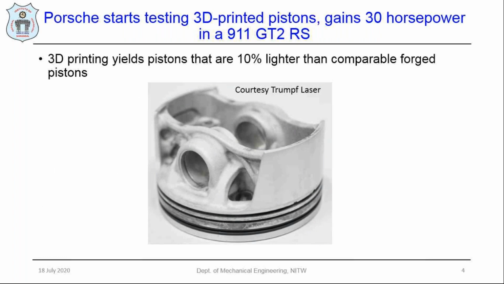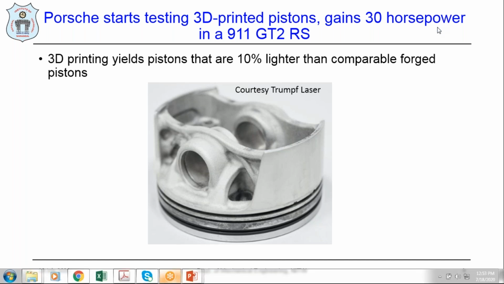Here I am showing a picture of a recently manufactured IC engine part, the piston cover head. This is a 3D printed part fabricated by Trumpf laser from Germany, in collaboration with Porsche cars. They implemented this piston and analyzed how much power it gets compared with the earlier casted pistons. They are getting a 10% lighter component compared with forged pistons, and it gives 30 horsepower more when used in car engines.